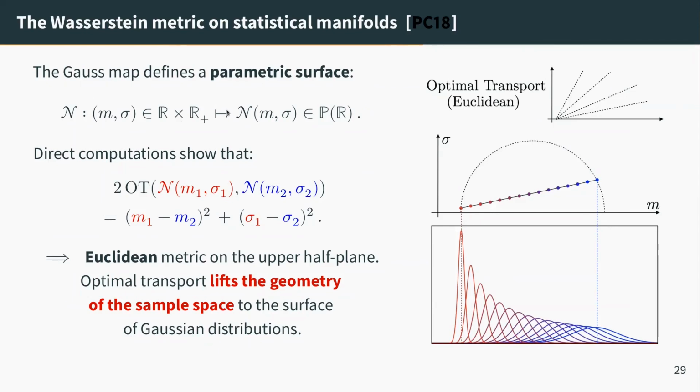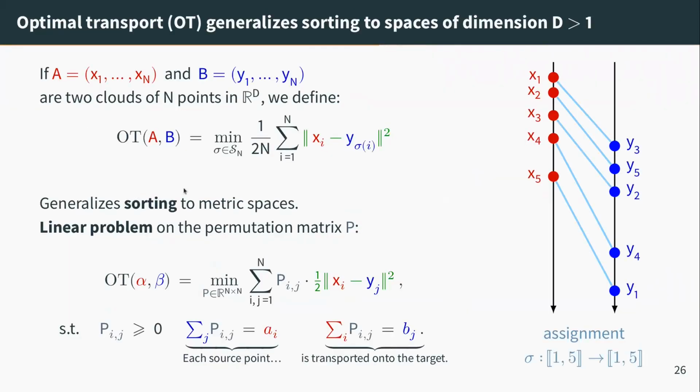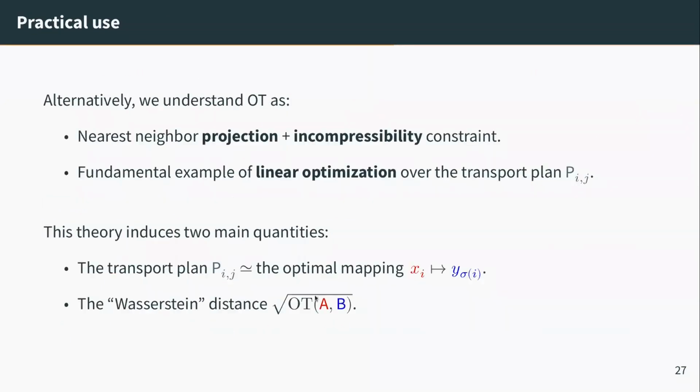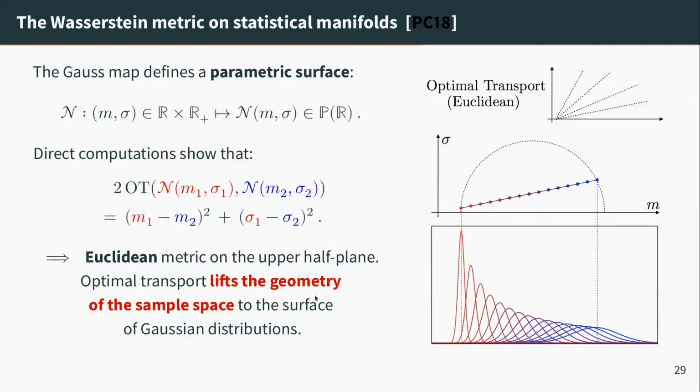So let me reconsider my Gauss map, which takes a mean and a standard deviation and generates a probability distribution. Then I can show very quickly that, up to this factor 2 that I introduced everywhere in my formulas because I like to have clean gradients, the squared Wasserstein distance between a Gaussian distribution of mean M1 and deviation sigma 1 and a Gaussian distribution of mean M2 and deviation sigma 2 is just the squared Euclidean norm: (M1 minus M2) squared plus (sigma 1 minus sigma 2) squared.